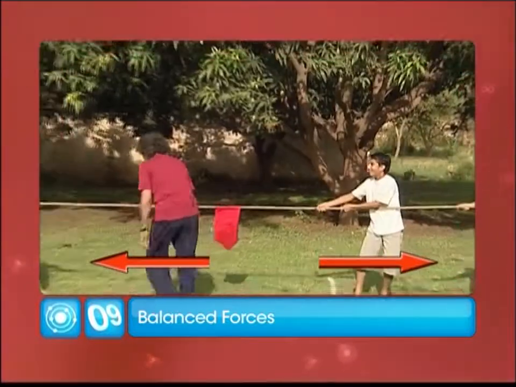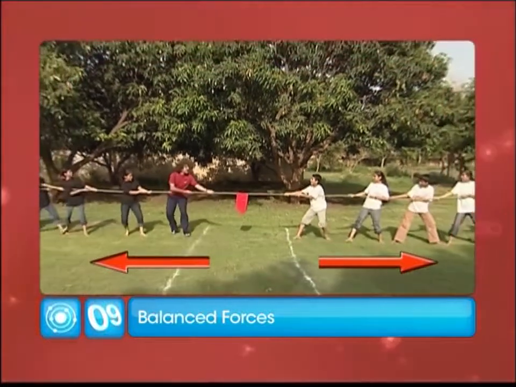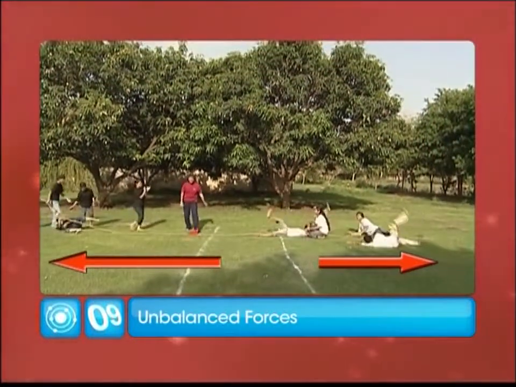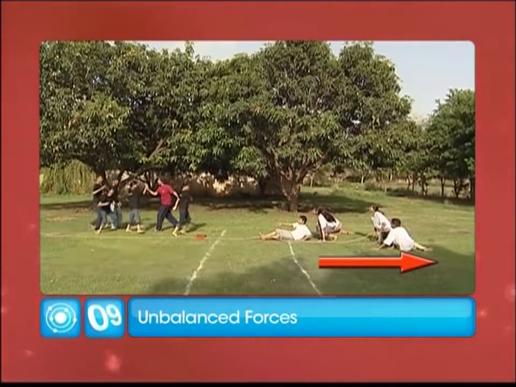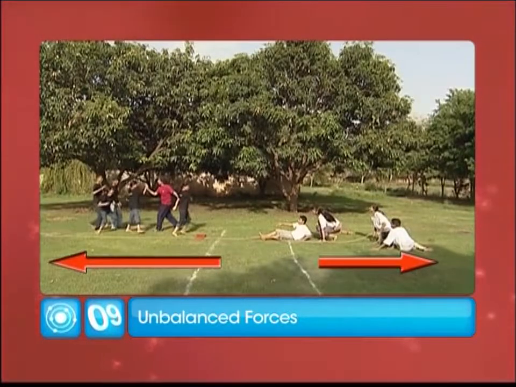But when I joined one team, my team pushes the ground harder than the other team. The force exerted by my team is greater than the force exerted by the opposite team. Here the forces are not balanced, they are unbalanced forces. The entire system, the team and the rope, experienced an unbalanced force and the black team won.